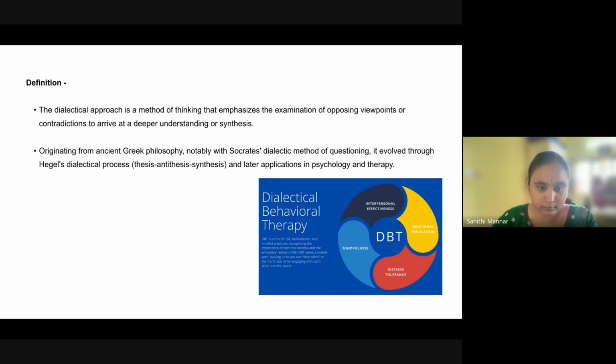Okay, now coming to the importance of this whole dialectical approach in the context of education, it is very crucial, I think, because it encourages students, or I would say clients also, to think very critically.